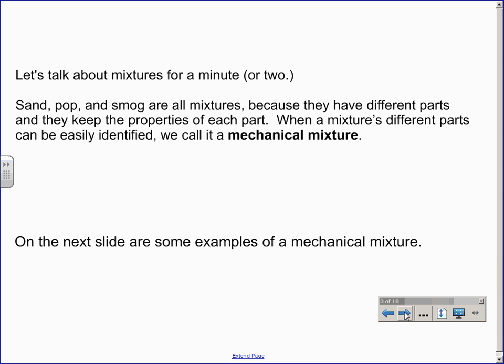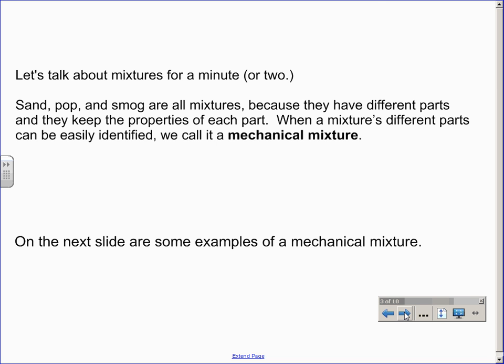Now, let's talk about mixtures for a minute or two. Sand, pop, and smog are all mixtures because they have different parts and they keep the properties of each part. When a mixture's different parts can be easily identified, we call it a mechanical mixture.